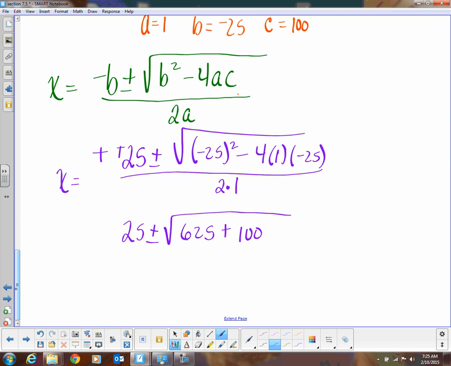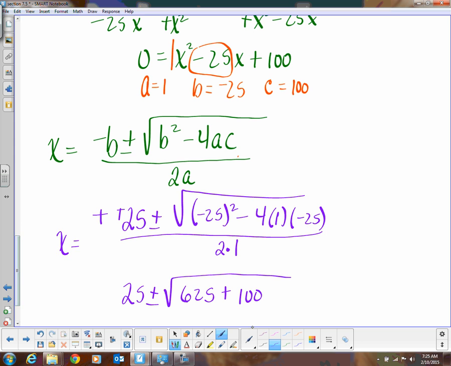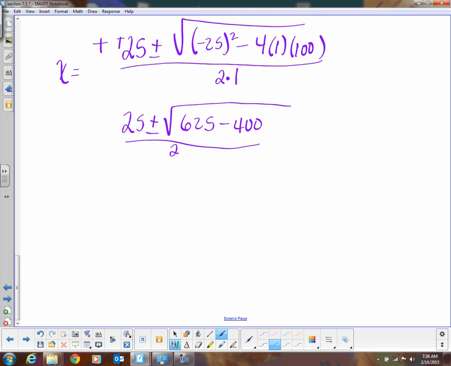Did I do that right? What did I do wrong? I put 25 instead of what? This should be what? 100. Let's see, this is not right. So anyway, now this becomes minus, not 100, but 400. That's better. All over 2. So you've got 25 plus or minus the square root of 225 all over 2. Now, if you square root 225, you should come up with 15.